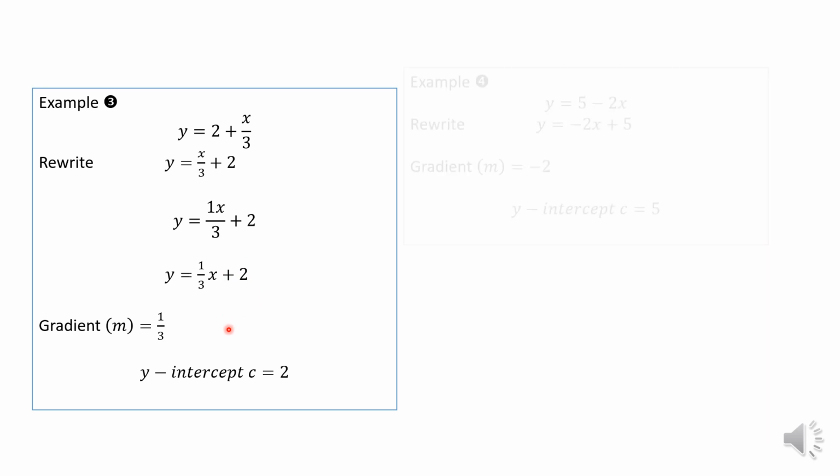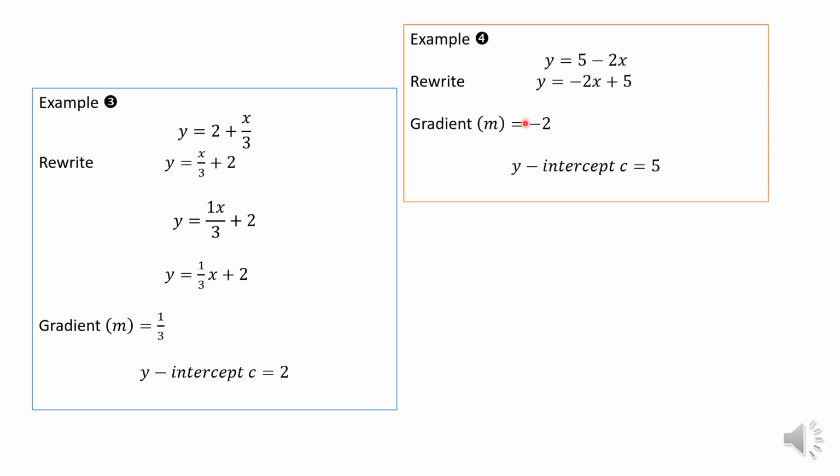Let me bring in one more example. Again, this is similar to the other one. It's y equals 5 minus 2x. It's already y equals form. You just have to rewrite this, rearrange and put the negative 2x in front for the gradient, and the positive 5 is there. So suppose this was minus 5, then this would have been minus 5. So you can see from here the gradient is negative 2 and the y-intercept is 5.